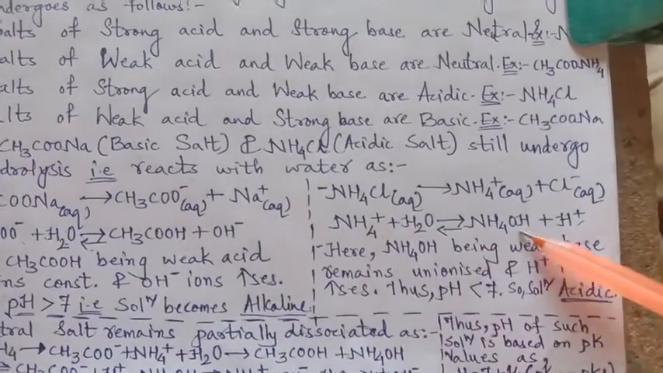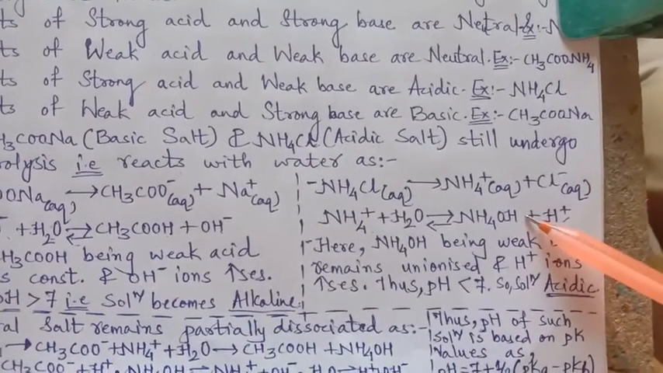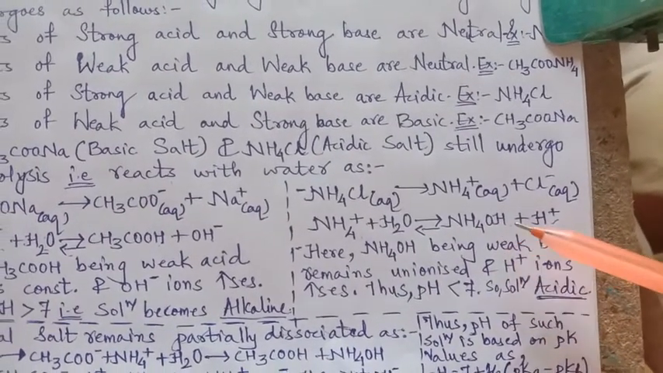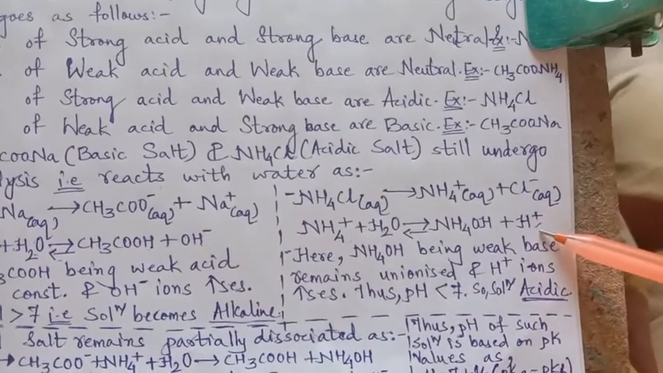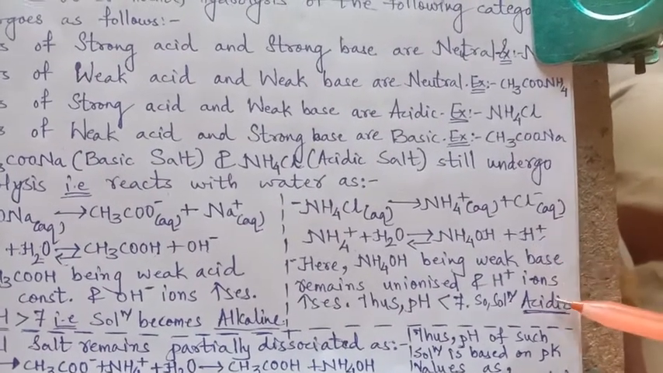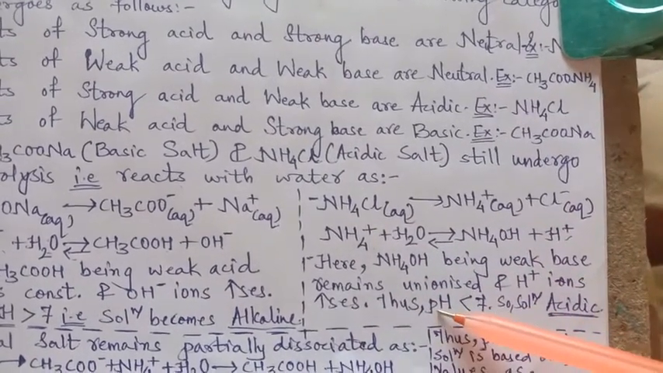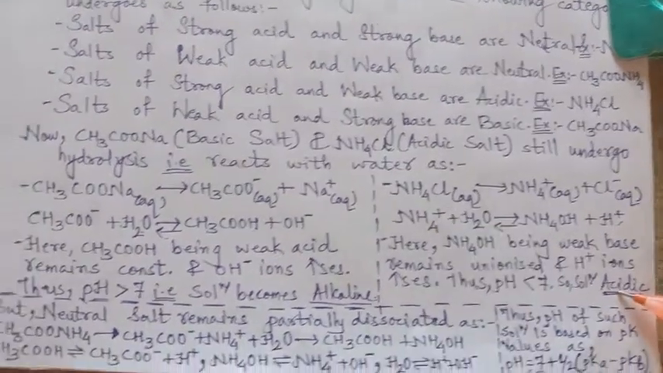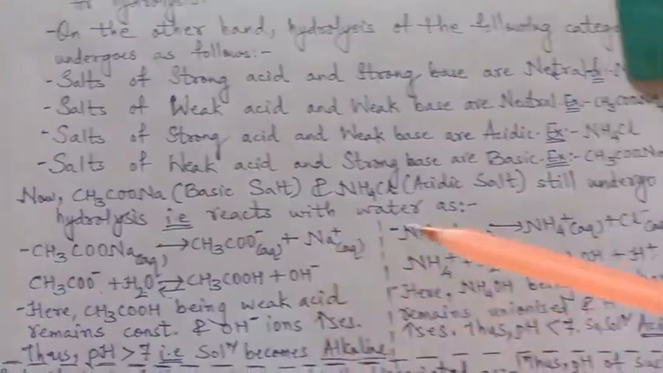And here NH4OH, being a weak base, will not undergo any further dissociation, right? Because a weak acid or weak base will not undergo dissociation, or if they do, they will undergo only partial dissociation. Then an increase of H plus ions will take place in the solution, and the solution will be acidic. How acidic? Because H plus ions increase. With the increase in H plus ions, the pH value will be less than 7, that means the solution will be acidic. But what about the neutral salt? This was the example of the basic salt and the acidic salt.